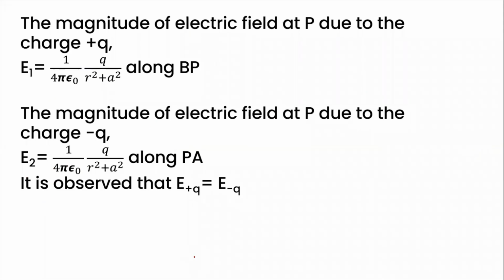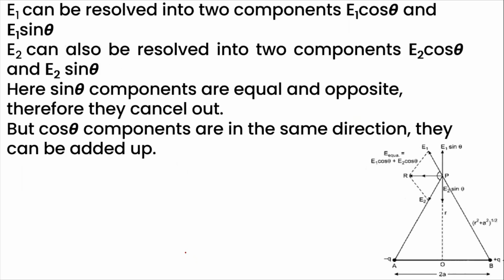The magnitude you can see here. Magnitude of the electric field at P due to the charge plus Q is given. Then minus Q. Please note the word magnitude. That is important. So it can be observed that E of plus Q is equal to E of minus Q. Again, you are resolving the vector into two components. So E1 sine theta and E2 sine theta are cancelling because they are equal and opposite. E1 cos theta and E2 cos theta are in the same direction. So they are adding up.